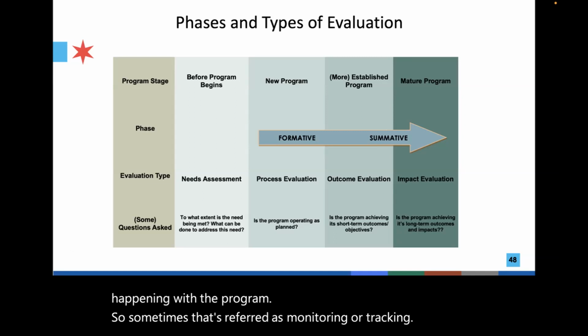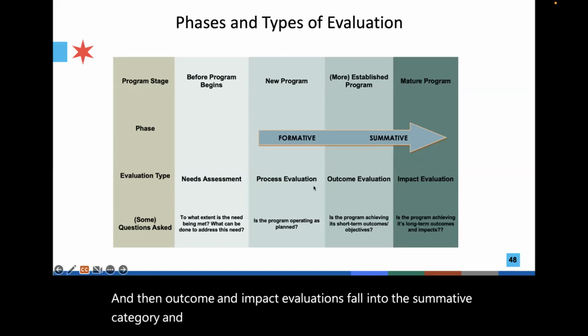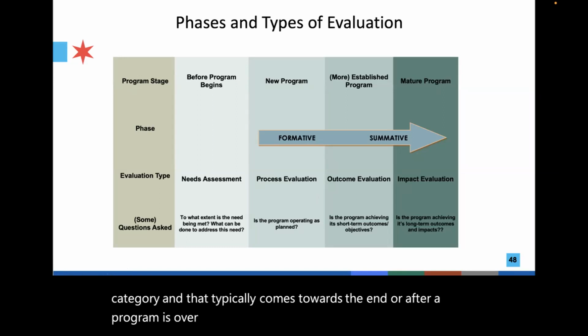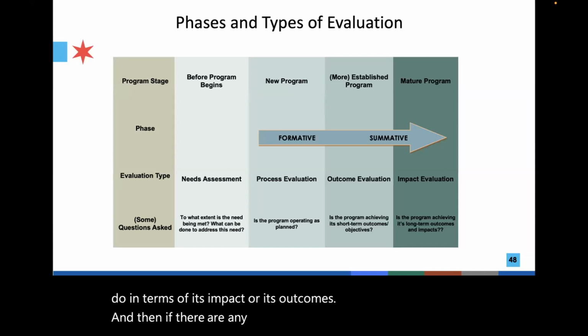And then outcome and impact evaluations fall into this summative category. And that typically comes towards the end or after a program is over to look at if the program did what it said it would do in terms of its impact or its outcomes. And then if there are any unintended outcomes. You go to the next slide.